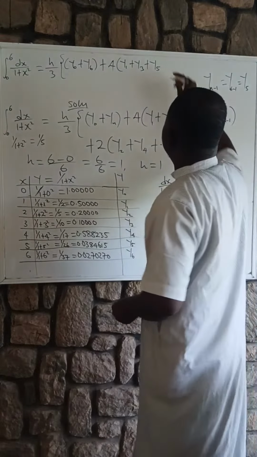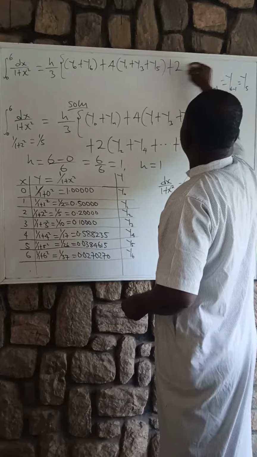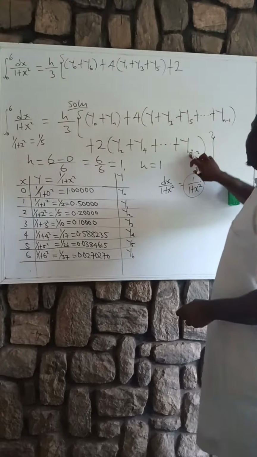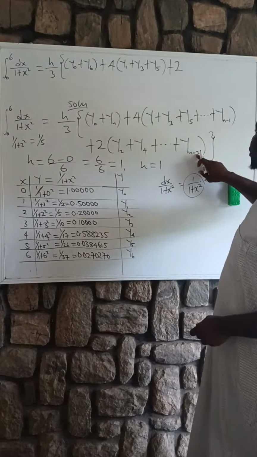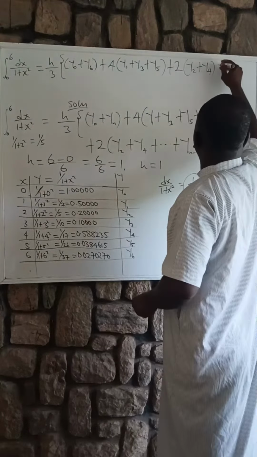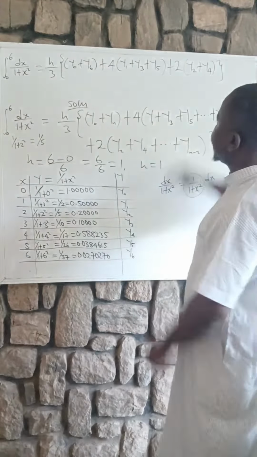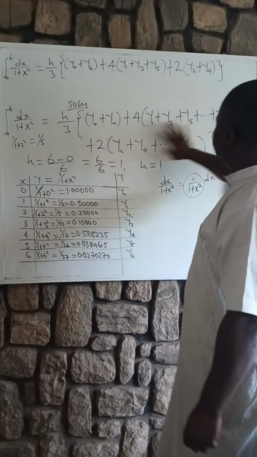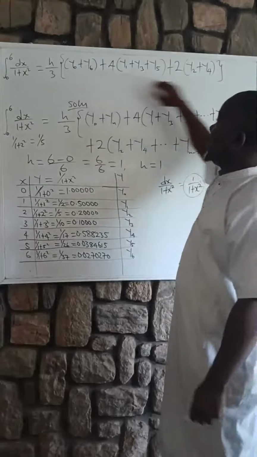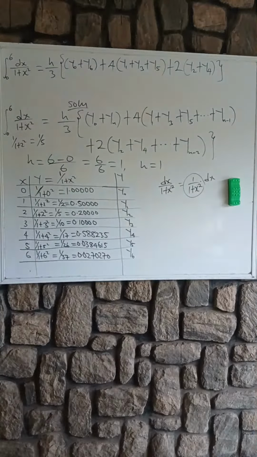So this is where you are going to stop. Then close the bracket, come here, plus 2, open bracket, the same thing is applicable. When you put 6 here, 6 minus 2, we stop at y4. So open y2 to y4, close the bracket. You can now see that we have shortened this long formula and reduced it to this form, and this is what we are going to use. Are you following? So let's proceed.